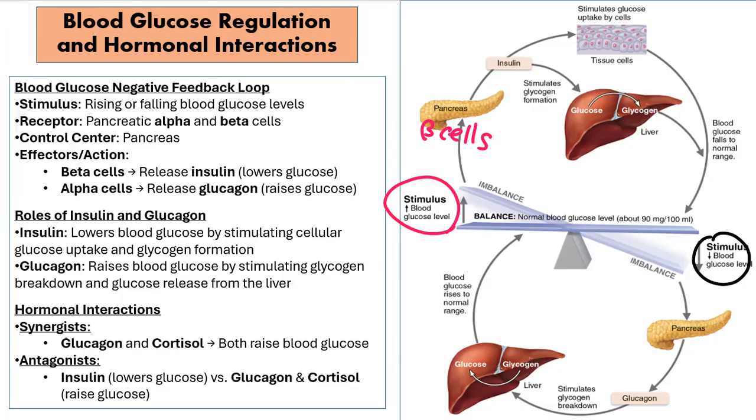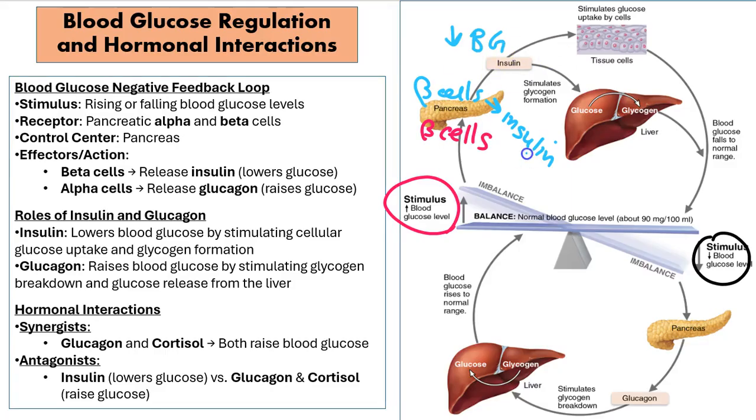All right. So the stimulus, increase in blood glucose, receptor is the beta cells within the pancreas themselves. The control center is the pancreas, so an afferent pathway to the same area. So it's going to be straight in the pancreas itself. Now what's going to happen? The pancreas is going to tell these beta cells to release insulin. What is insulin going to do? Insulin is going to lower blood glucose. So again, the control center is the pancreas. The effector is the beta cells, which are going to release insulin.